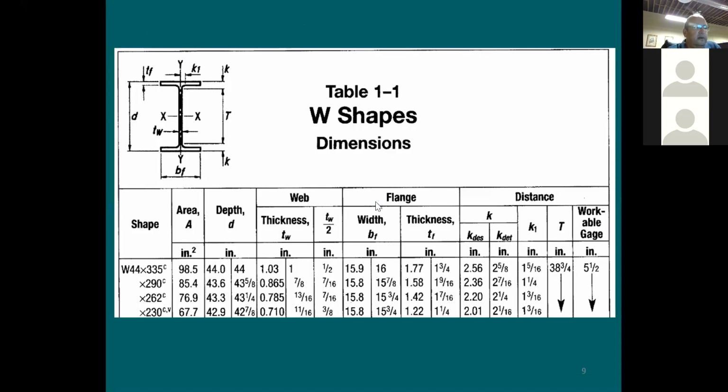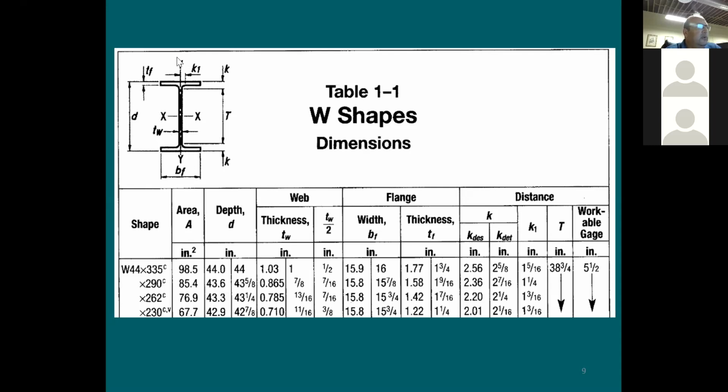Here's a scanned copy of the code itself, or the steel sections. Actually, this is not the code. As I say, this gives you the design aids. This gives you the table for the W shapes. They give you a picture of the section that you're going to be working with.